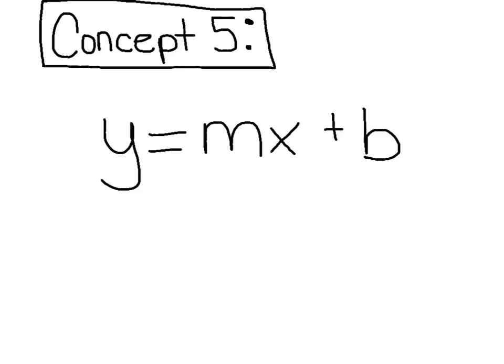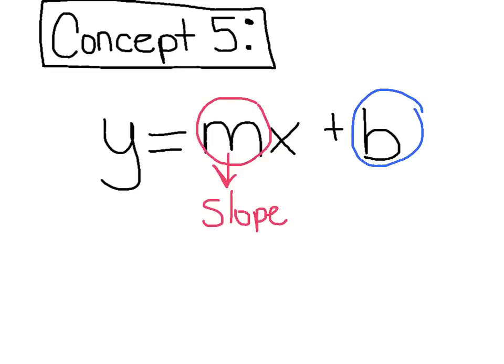Today we're exploring concept number 5, which is how do we create and solve equations if we're given a table or a graph. So we're going to begin this concept by talking about the standard way to write an equation. We use the form y equals mx plus b, and in this form the m is what we call slope, the b is what we call the y-intercept.